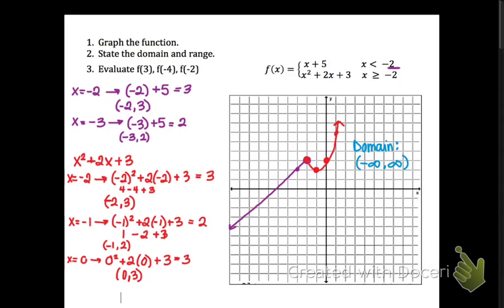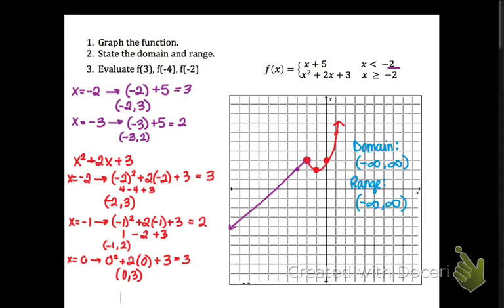Then our range, again, if I look at the arrows, I have arrows that point up and arrows that point down, and there's no holes in the middle. Everything in the middle has been covered, so that's also going to be -infinity to +infinity.